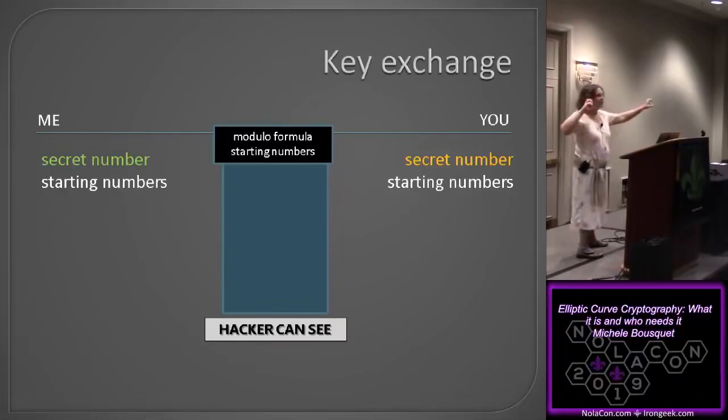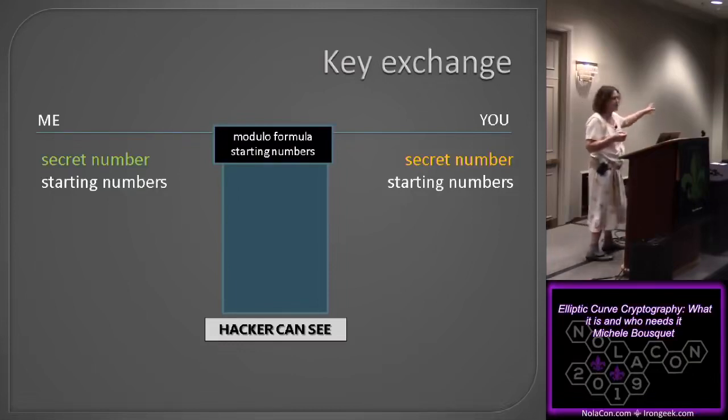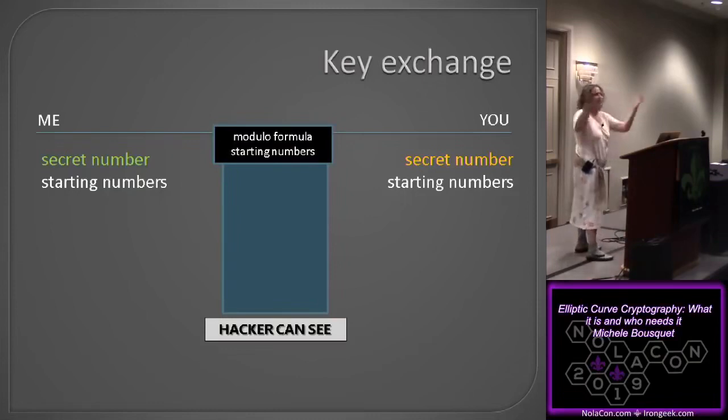We need to be able to generate this key without passing information back and forth. Because if I generate a key and send it to you, the hacker could see that. You know, there had to be a way to do that. And this is, again, what Diffie and Hellman figured out. So what we do is we have a formula and we have some starting numbers. And those are in the middle. The hacker knows what those are. They're actually known. They're published. Everybody is using the same ones.